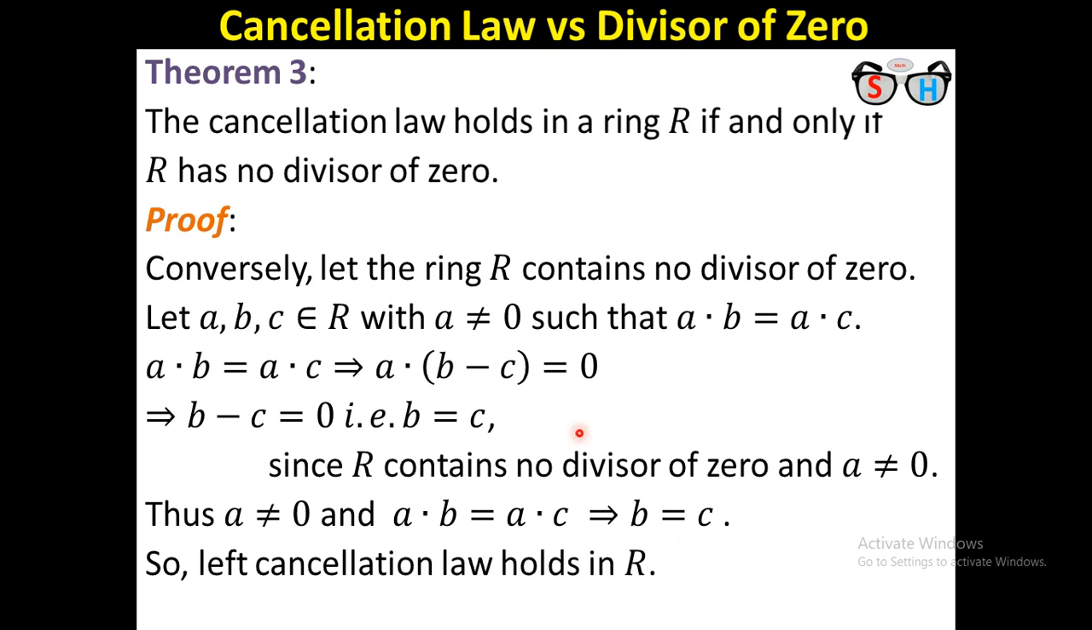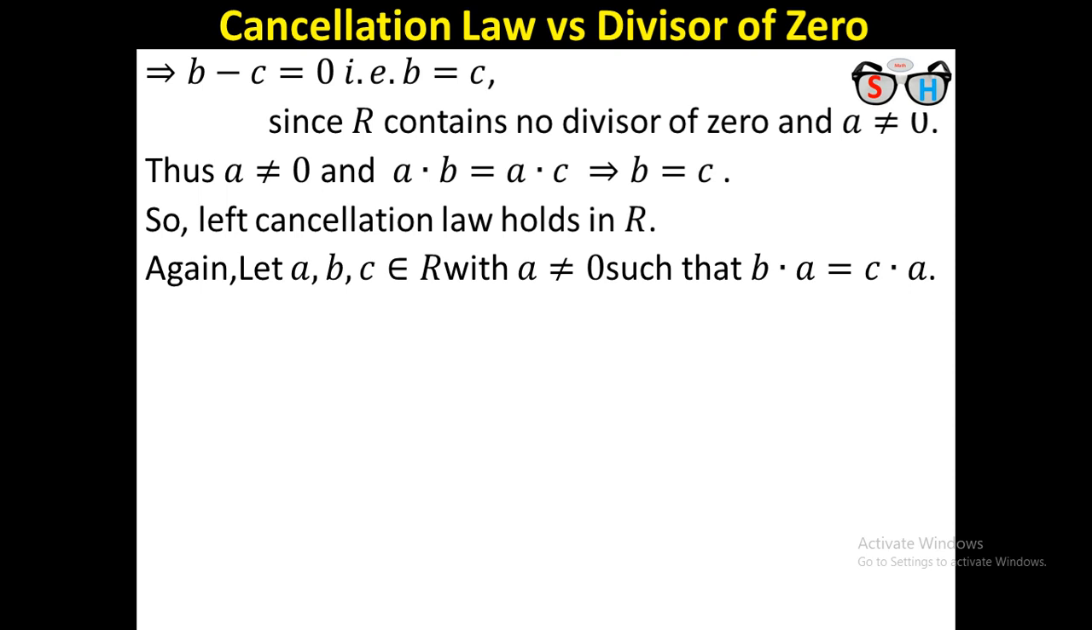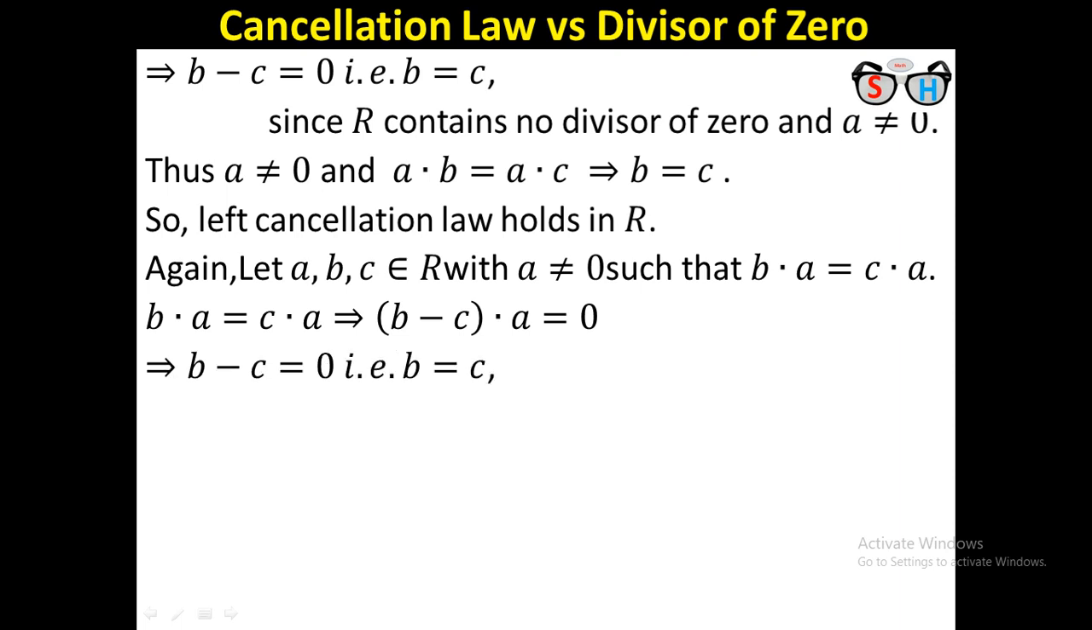Now we will show the right cancellation law. For that purpose, we consider three elements A, B, C with A not equal to 0 such that B dot A equal to C dot A, and then we will show B equal to C. Again, let A, B, C be three elements with A non-zero such that B dot A equal to C dot A. Now we will cancel A from the right hand side. Here B dot A equal to C dot A means B dot A minus C dot A equal to 0. That means (B minus C) dot A equal to 0. Here A is non-zero, therefore B minus C will be 0, otherwise R contains a divisor of 0. So B minus C equal to 0. That is B equal to C. This happens because R contains no divisor of 0 and A is non-zero.